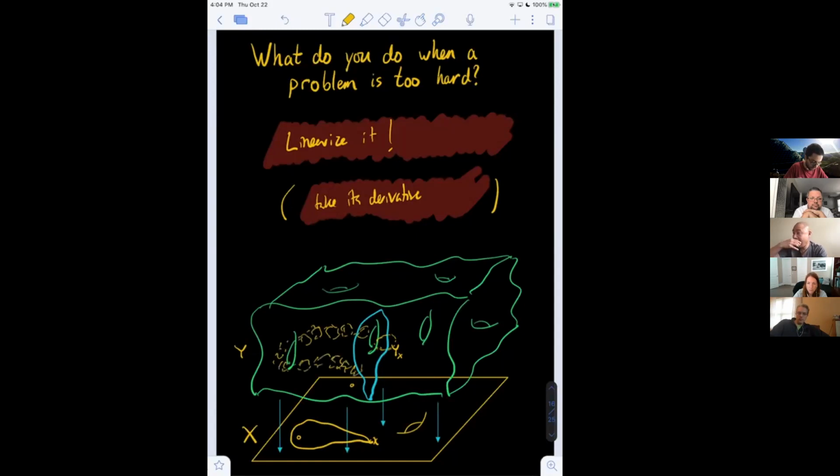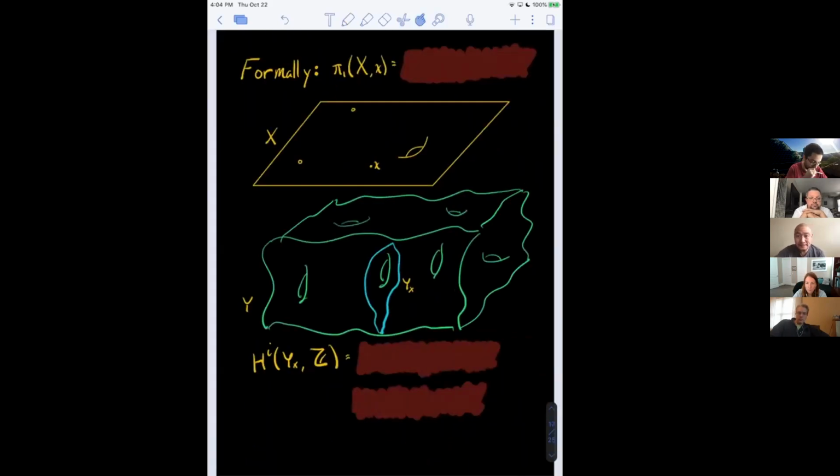And when I do that, that's something I can do. When I do that, I might come back to a different loop than where I started at. And this is the kind of thing that I'm going to try to formalize in the next slide. Okay, so formally, what do we do?